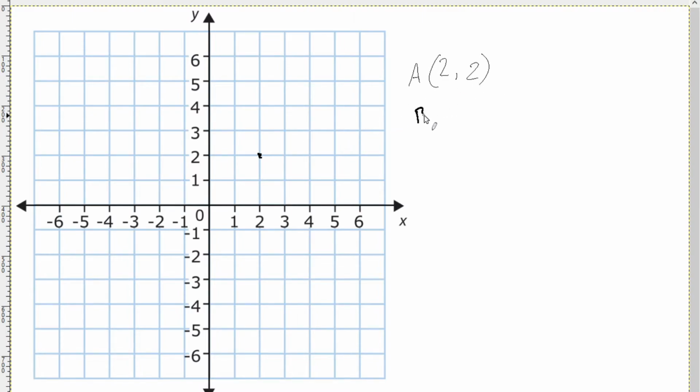And let's say point B is (2, 5). So we go to 2, and we go up 5 right here. Point C is (3, 4). So go to 3, go up to 4, and this is going to be our triangle. Pretend those are straight lines. So there's our triangle.